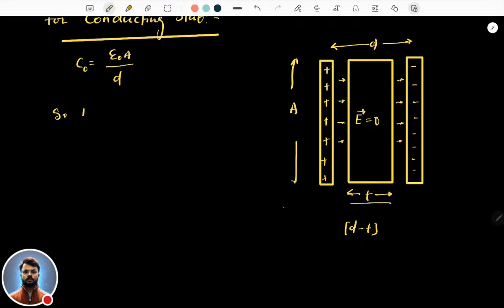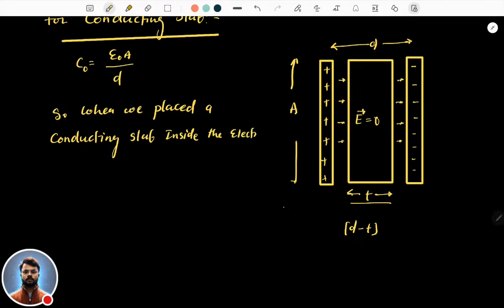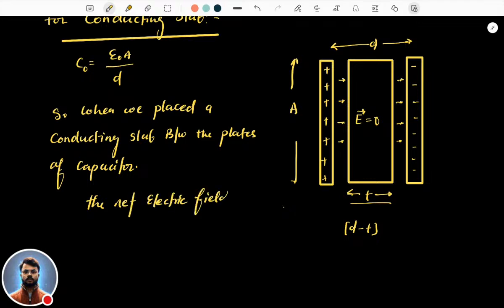So when we place a conducting slab between the plates of the capacitor, the net electric field inside the conductor is 0.